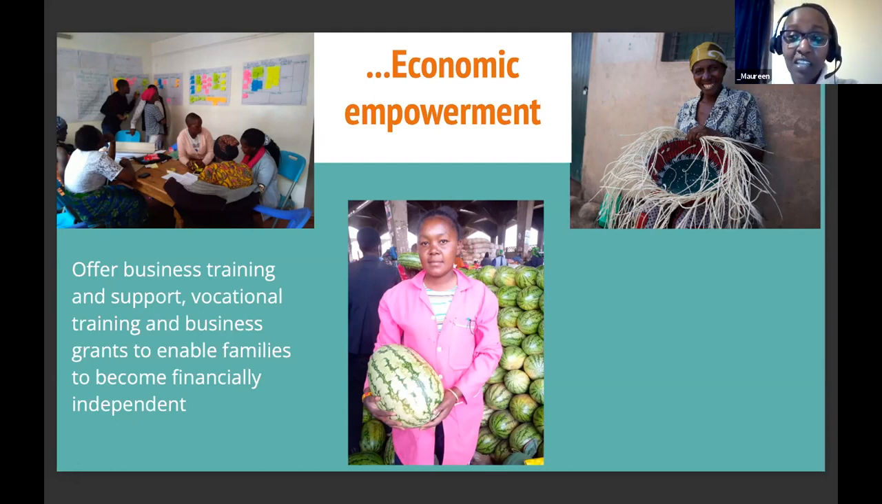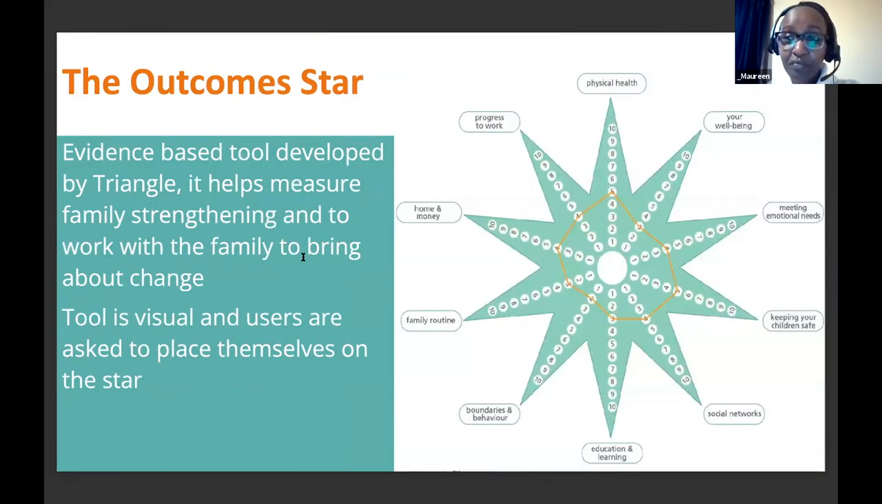So at this point, I'd like to introduce the tool that we use for family strengthening. So we have the Outcome Star. The Outcome Star is an evidence-based tool developed by Triangle. It was developed in 2003. In Tushinde, we started using it in 2018. One of the best qualities about the Outcome Star is that it's an empowerment tool and it's really collaborative.